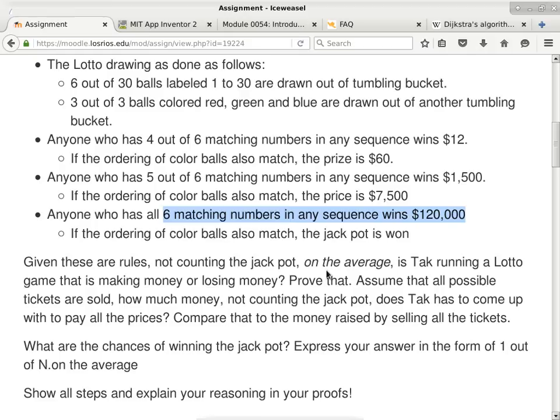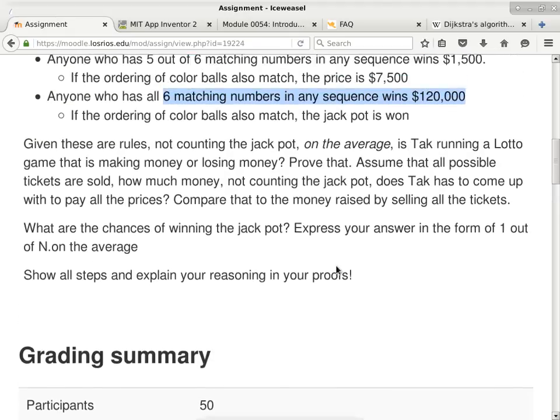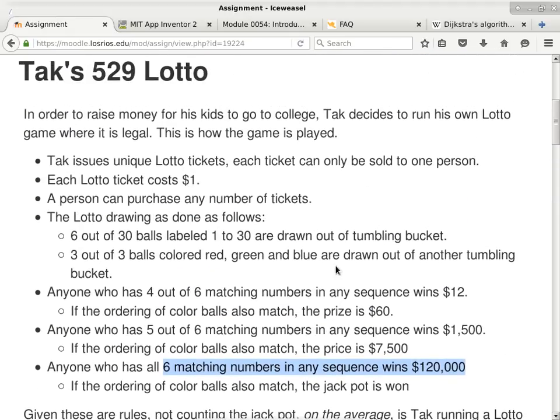Can you scroll up just a little bit so I can see the top? Sure. No, the other one. Up, so I can see the top. Oh, there we go.